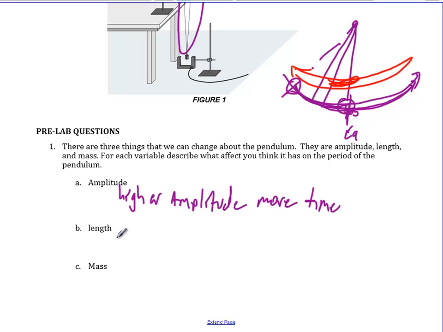Length, kind of a similar argument I heard. And mass, a lot of people said, well, mass made this spring go slower, so it ought to make the pendulum go slower. So depends on what your thoughts are there. These are just what you think. We're going to test them to see what happens.